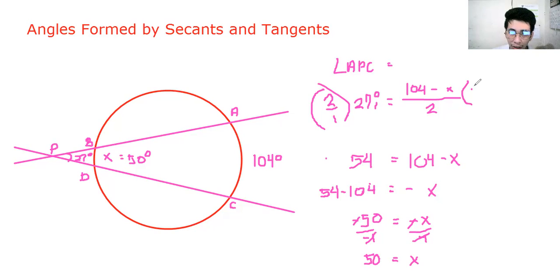Dito naman, kapag nireciprocal natin sa 2 over 1, cancel lang natin si 2, cancel si 2. So, ganyan din ang kalalabasan. 54 is equal to 104 minus x. So, anyway, kahit anong principle pang gamitin, isa lang din naman ang lalabas dito.